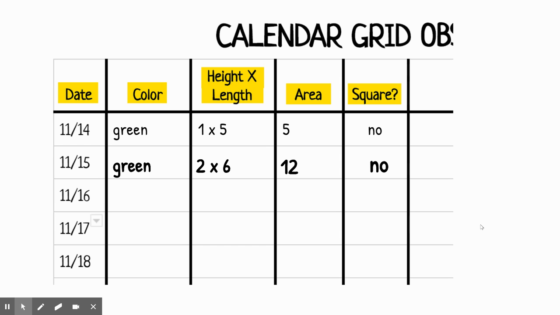So when we record under the date 11-15, the color of the figure was green, the height and the length are recorded as a multiplication equation or expression. The area is 12, and was it a square? Nope, it doesn't have all 4 sides being equal. Let's take a look at the 16th.